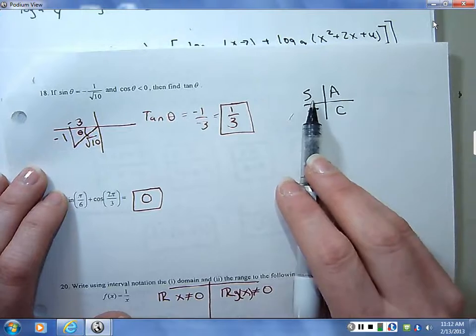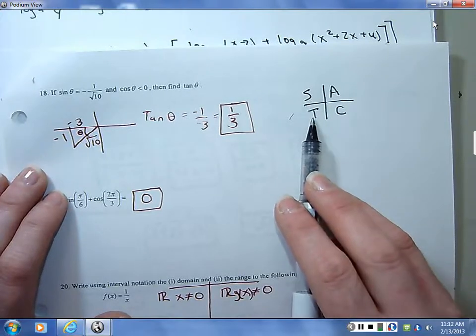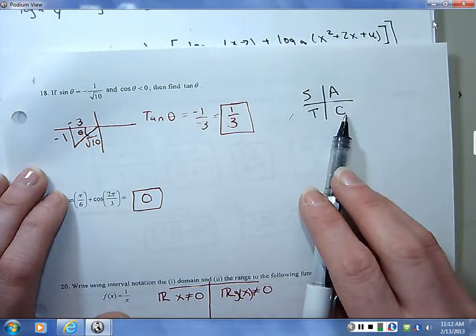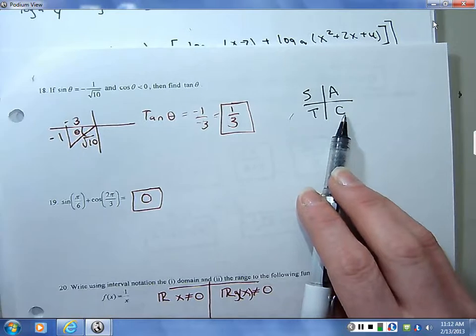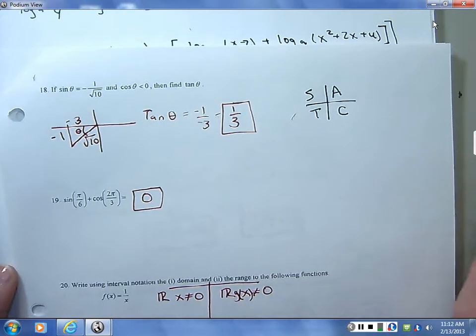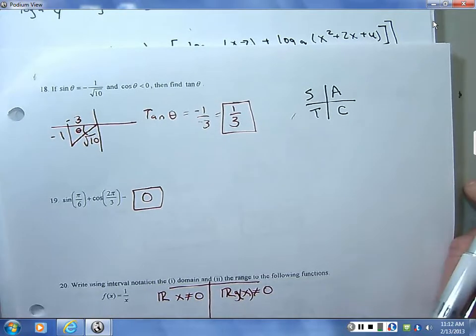Sine and its reciprocal is positive in the second. Tangent and its reciprocal is positive in the third, and cosine and its reciprocal. Everything else is negative in the other quadrants. So all students take calculus.